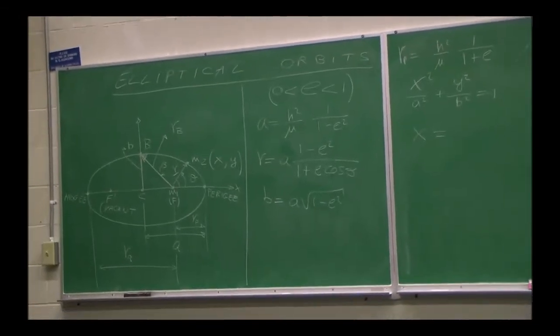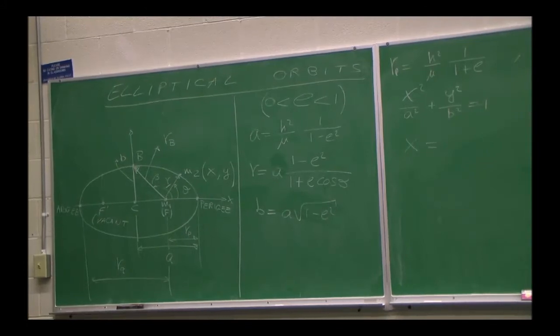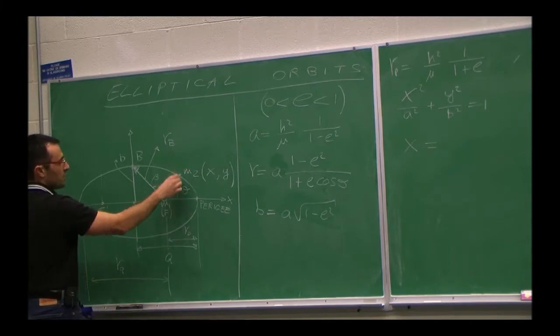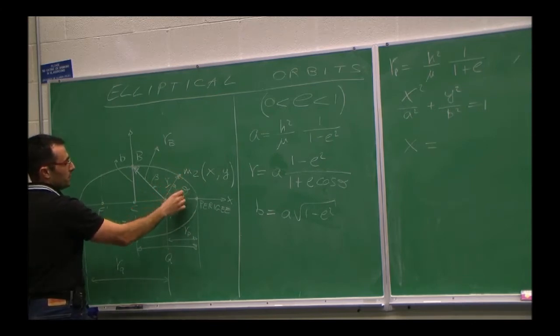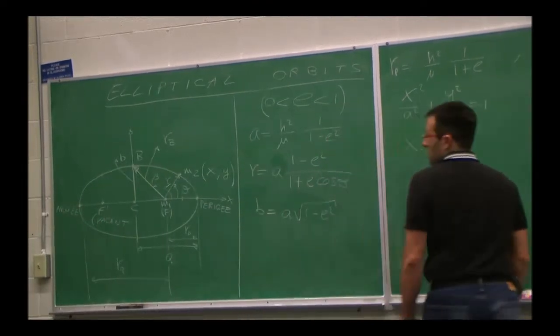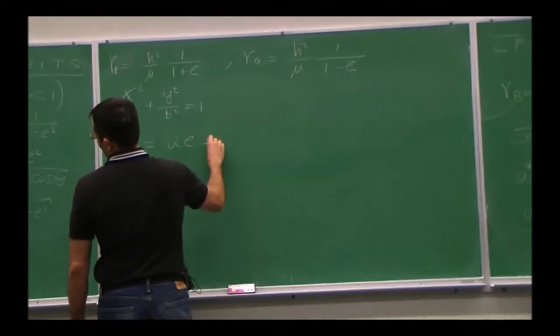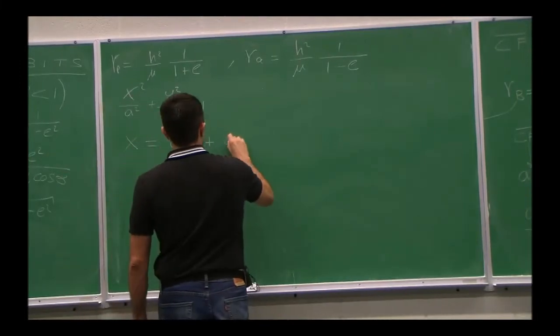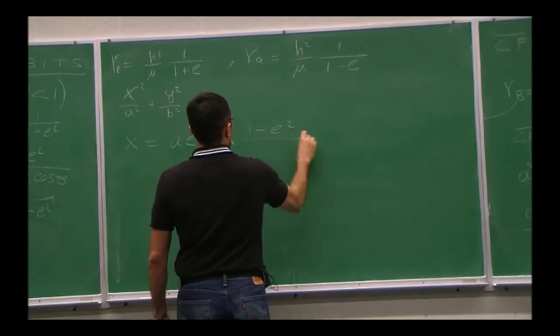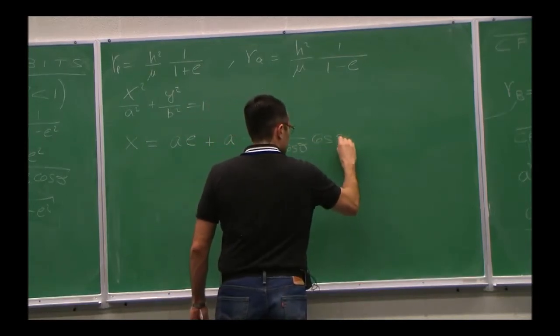Astrodynamics is all about lines and curves and projecting vectors on other vectors. So what is x? I'm going from point C to the projection. I know this is pretty crowded at this point. Projection of this point on the x-axis, right? This is what I'm trying to find, this distance. So it's CF plus R cosine of theta in general. So that is AE plus R cosine of theta. Okay.